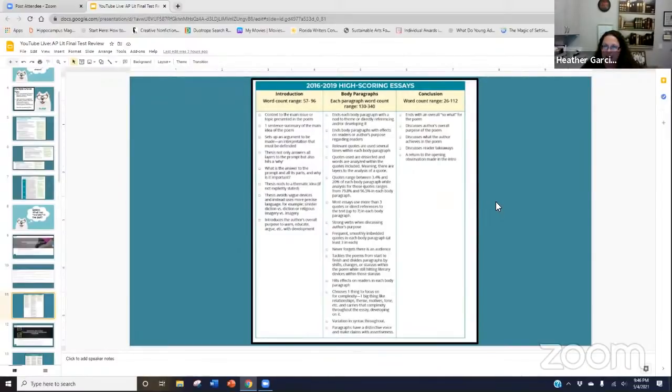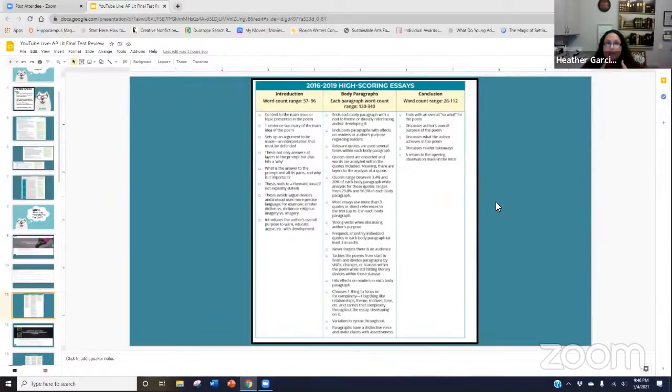And then look at the body paragraphs. What I like about this, each body paragraph is going to nod back to that theme, right? They're constantly referencing it, constantly developing it. Theme is the cornerstone of these high scoring essays. And each body paragraph is going to focus on the effect on the readers and the author's purpose.